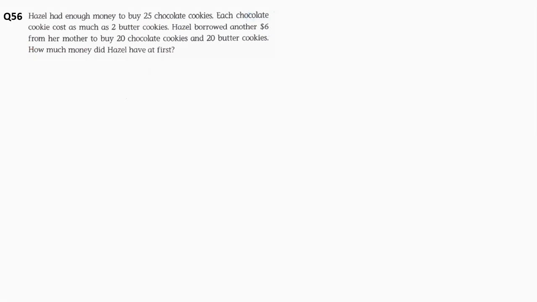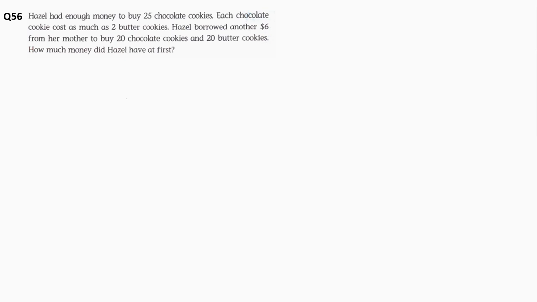Right, Hazel had enough money to buy 25 chocolate cookies. Each chocolate cookie cost as much as 2 butter cookies. Hazel borrowed another $6 from her mother to buy 20 chocolate cookies and 20 butter cookies. And we're asked, how much money did Hazel have at first?